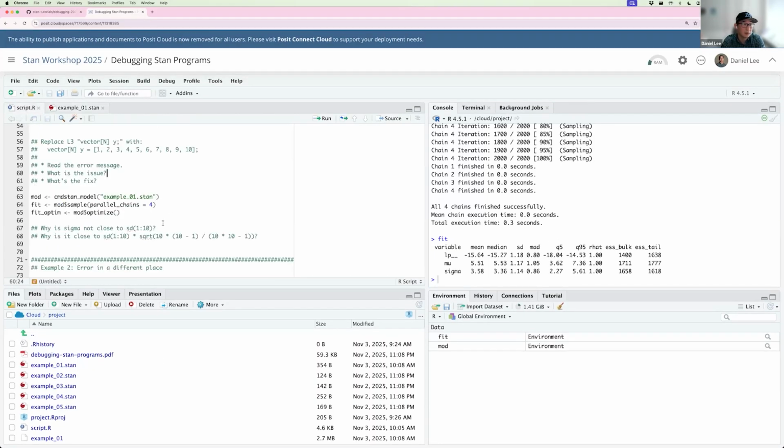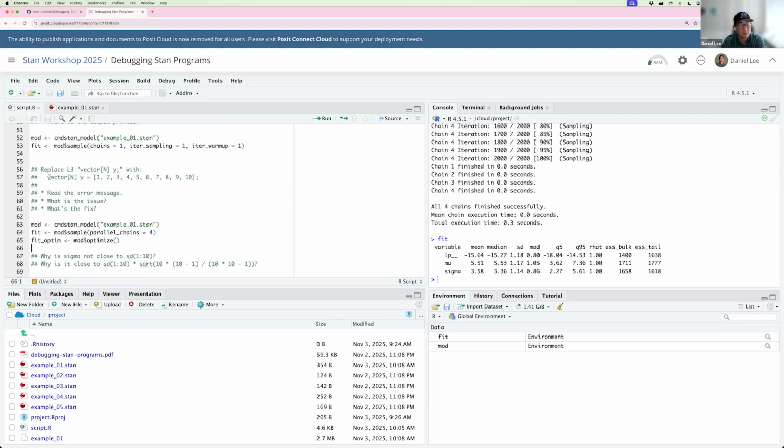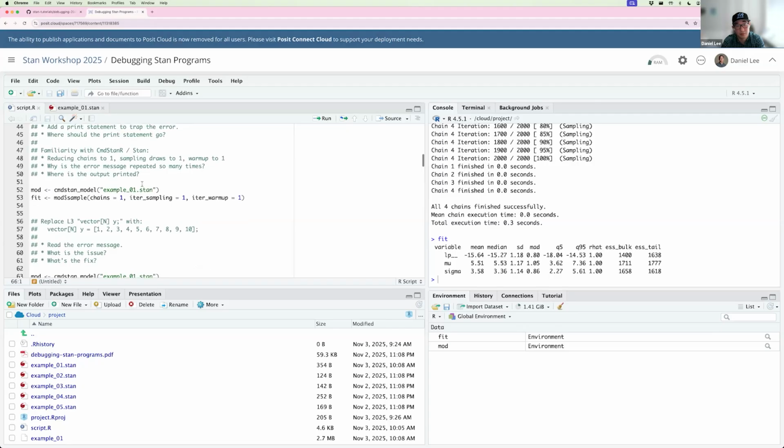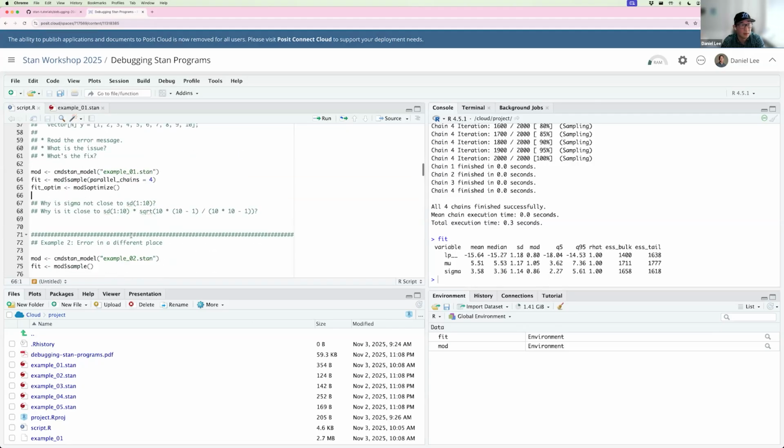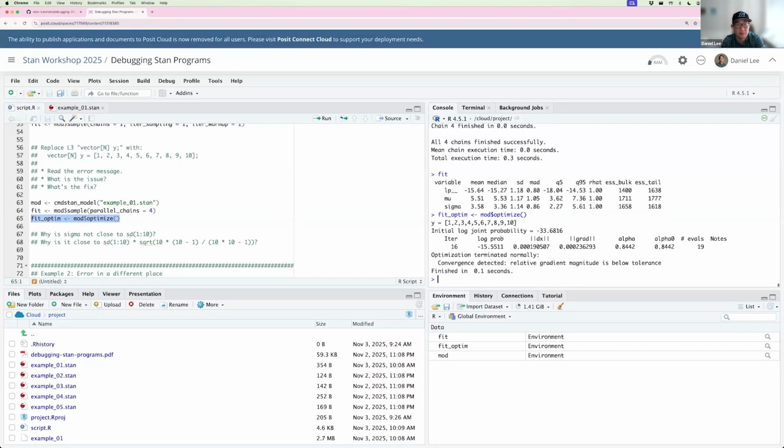Any questions so far? So far we've hit a compilation error. We've printed out NaNs. We've looked at error messages. We found an error in our model. All right, here's something we can do, something that if you're not familiar with, you can optimize this model.